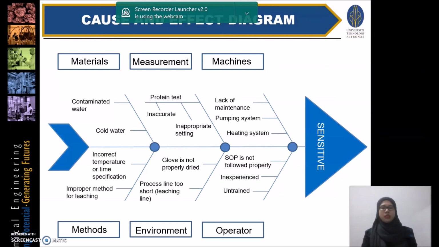Secondly, during the protein test, the sample taken might be inaccurate or the equipment used for testing is set at an inappropriate setting. Thirdly, the material in the leaching process such as water is contaminated or the water is too cold to make the proteins dissolve in the solution. Next, the specification used, such as the temperature and the time, are not optimum for the protein removal, or the technique for the leaching process is improper. Additionally, the glove is not properly dried by the dryer, or the process line is too short to wash out the proteins more effectively. Lastly, the operator does not follow the SOP properly, or the operator is inexperienced, or the operator is untrained.